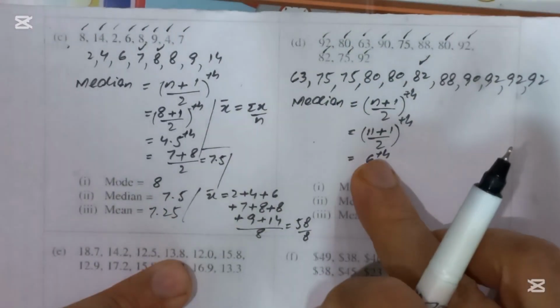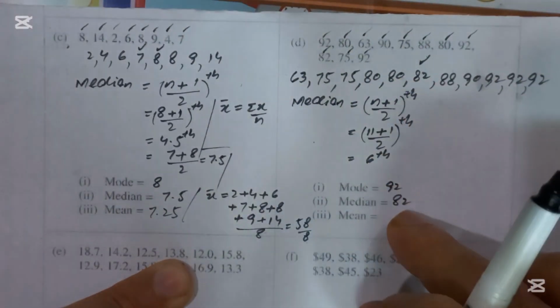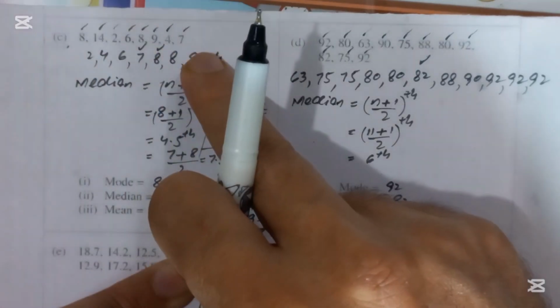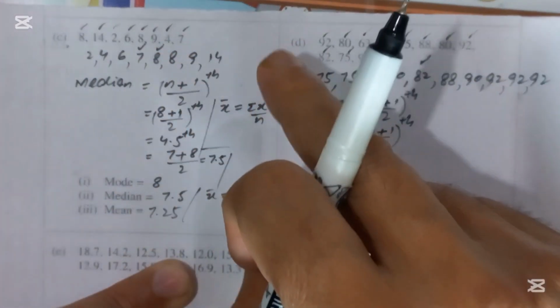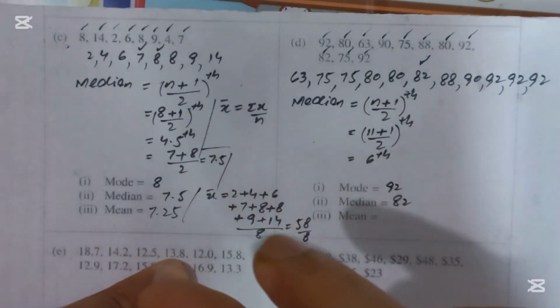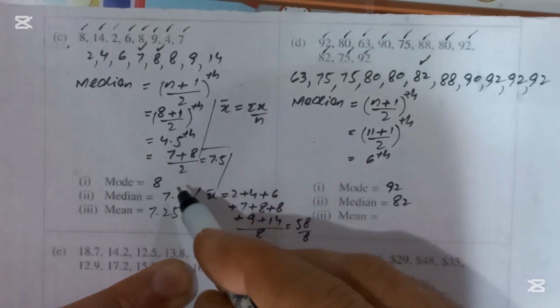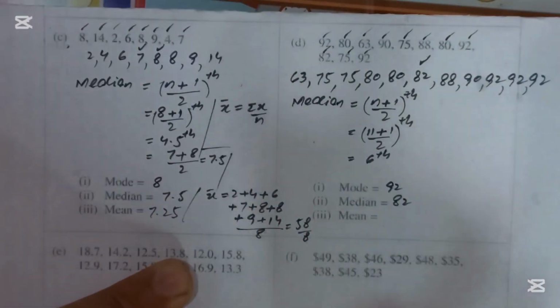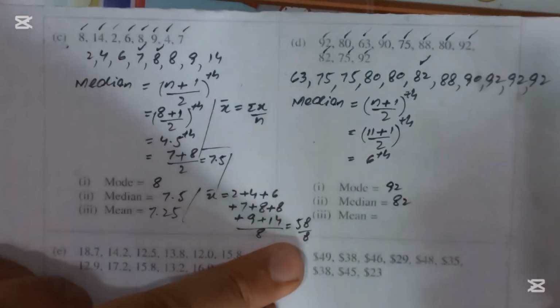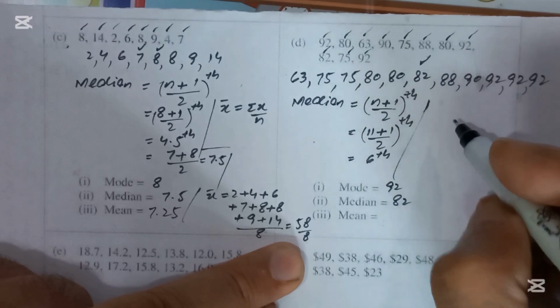In odd number of terms, exactly the middle one will be the median, but in an even number of terms, the median will be the average of the central 2 terms. So this is the only difference. Now mean will be the same method.